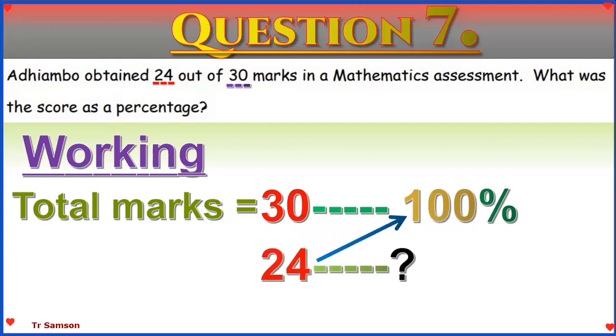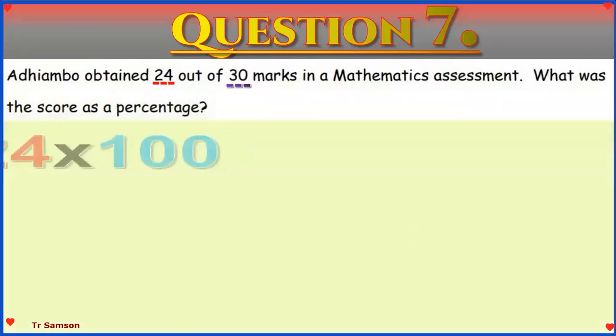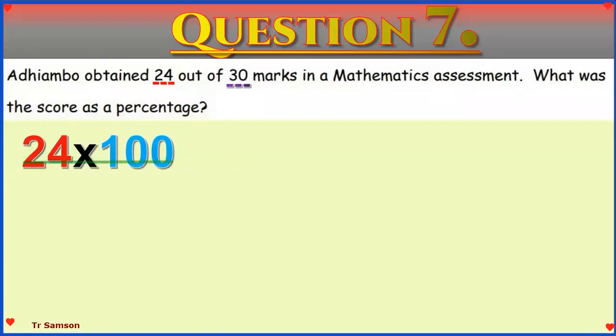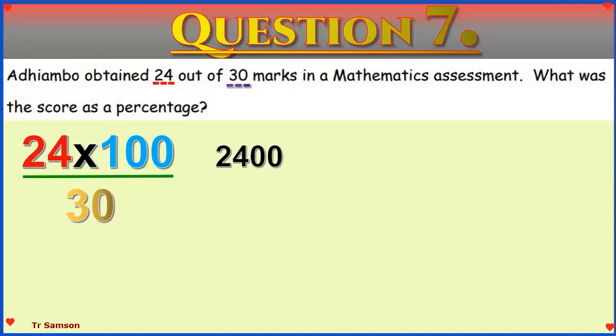So you say 24 times 100. Then the 30 comes down as divisor. So it will be 24 over 30 times 100. So that is 24 times 100, which is 2,400 divided by that. So use the long division to be comfortable. So this is 2,400 divided by 30.